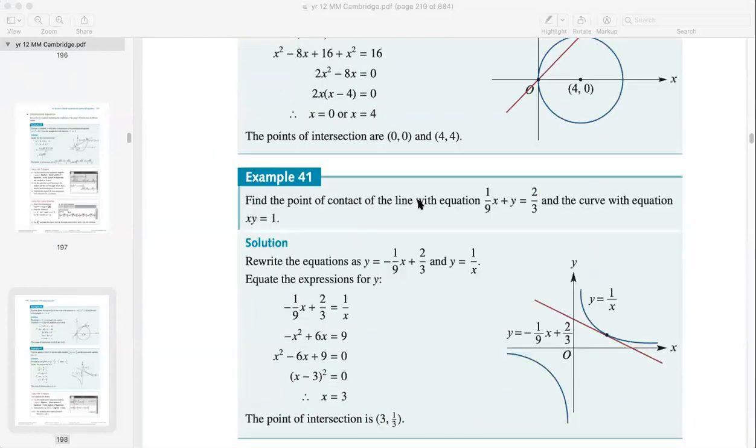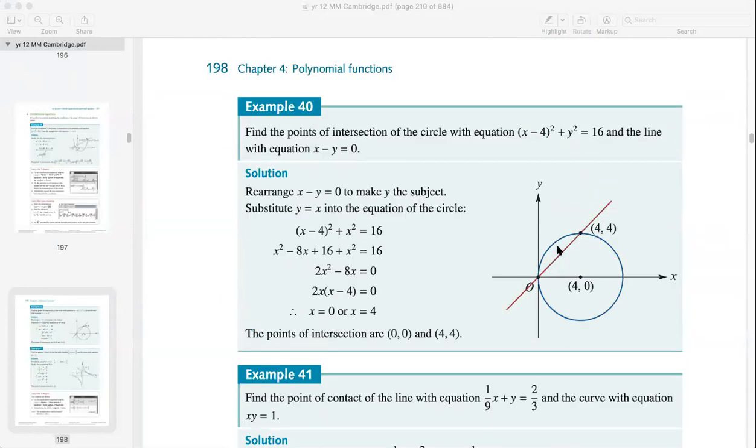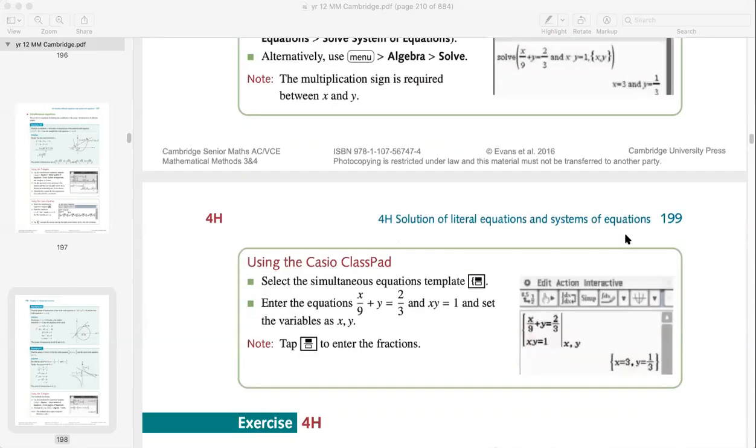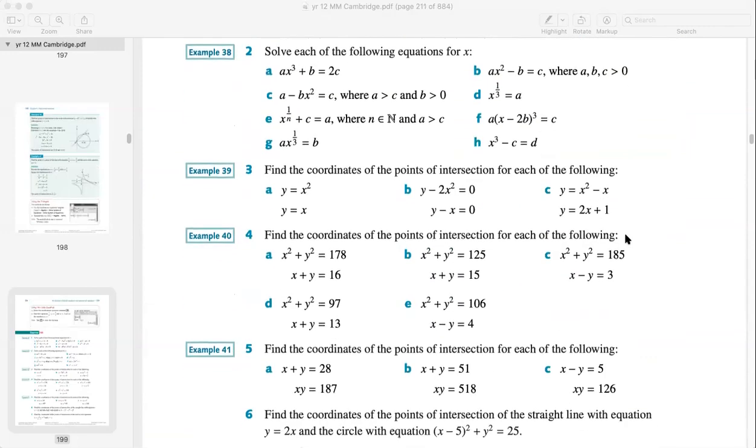And again, 40 and 41: 40 is a combination of a circle and a straight line, 41 is a combination of a straight line and a hyperbola. Sorry, a rectangular hyperbola, right? So this is all the things we need, and you have to make sure you combine or mix the functions together to solve for one unknown at a time. Then plug this number back to get the Y value, okay? That is pretty much about 4H.